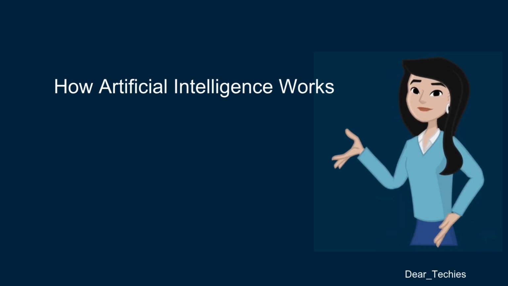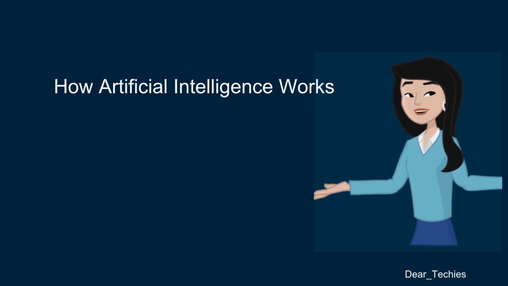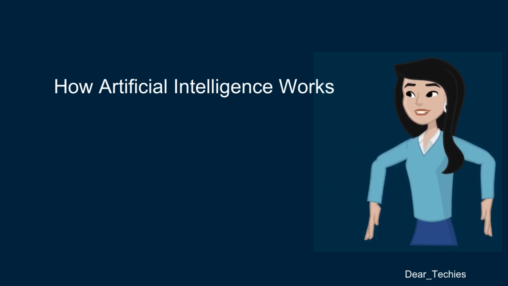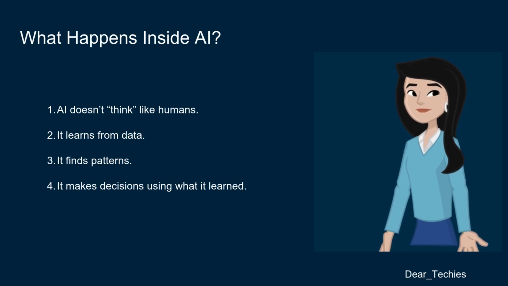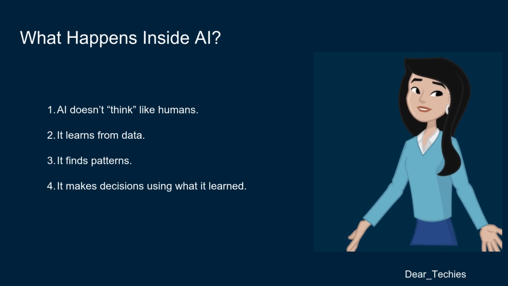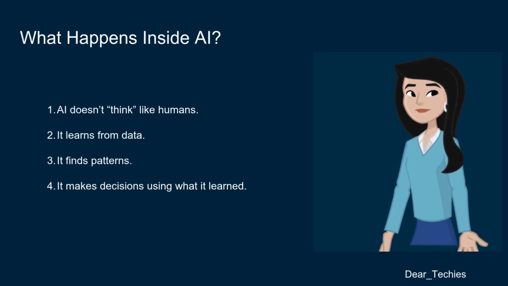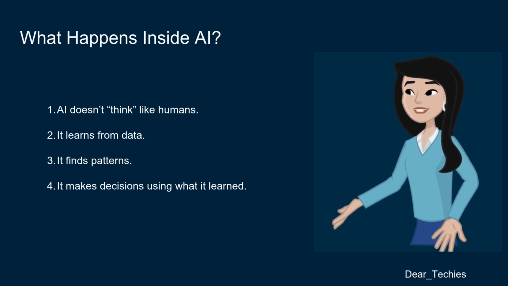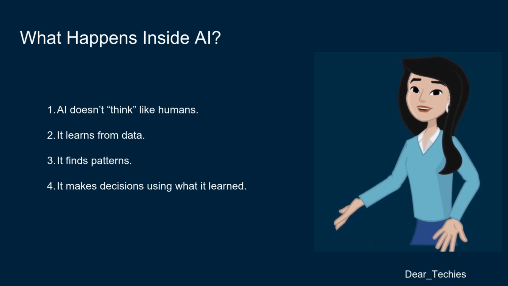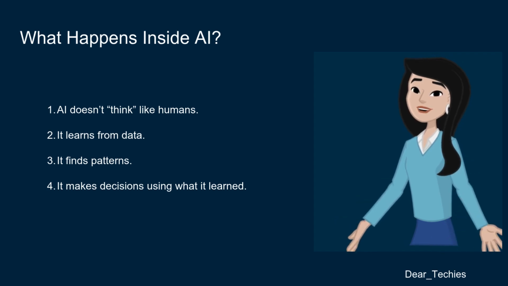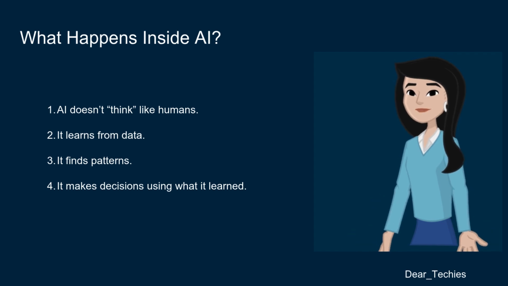This is day 3, and today we are going to understand how artificial intelligence actually works, step by step. In the last video, we learned about different types of AI. Now, let's go deeper and see what happens behind the scenes. When we say AI thinks or learns, what really happens inside? Let's explore that process together.